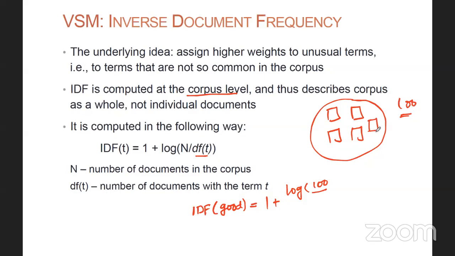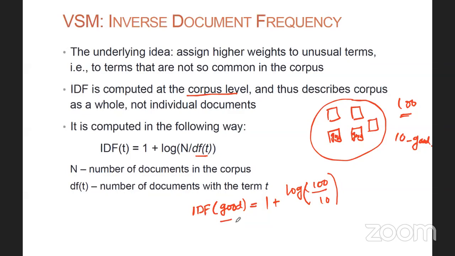Out of this 100, how many documents have the word good? Let's say there are 10 documents. In those 10 documents, the word good is there. So we have 10 documents where the word good is present. So 100 by 10. This is the IDF of the word good.